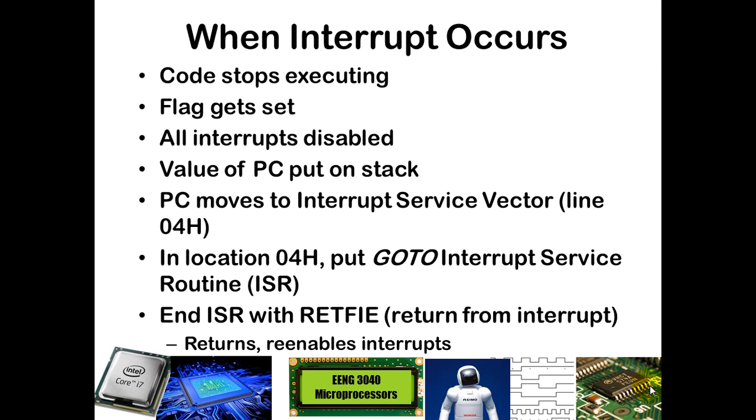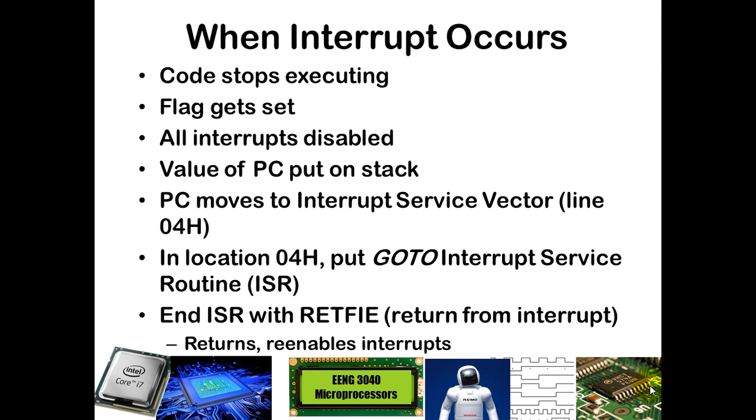So that flag gets set, and then all the other interrupts are disabled because you don't want to interrupt yourself while you're trying to handle the interrupt. So we're going to block off automatically all the other interrupts from happening. The value of the program counter is then put on the stack. So just like when you call a subroutine, the same thing happens here. We put that program counter on the stack so we know where to go back to when the interrupt is finished. And then the program counter moves to the interrupt service vector, which happens to be located in line 4.